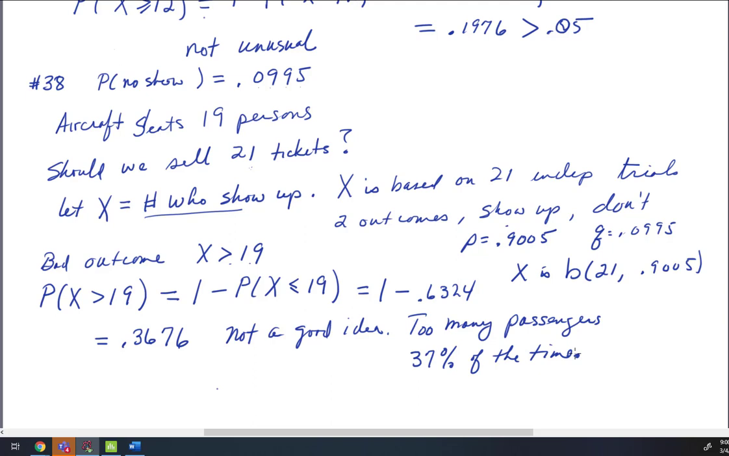All right, that's all that I wanted to do. I just wanted to work some problems with you using the binomial random variable and going over Minitab a little bit again. So that's all for right now.